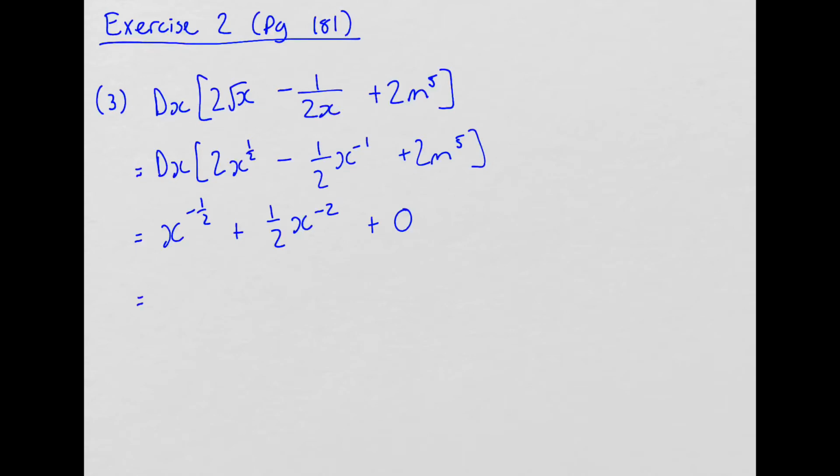Right, let's get it into positive exponents, so 1 over x to the 1/2 plus 1 over 2x squared. And if you want to, you can go further and make the x to the 1/2 back into root x plus 1 over 2x squared.